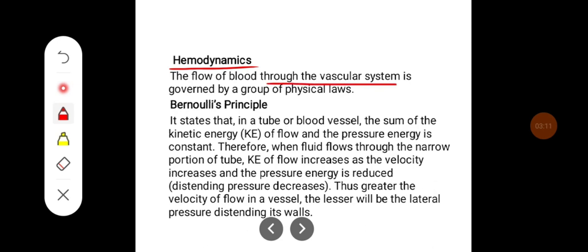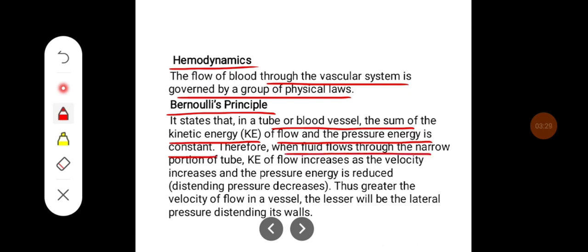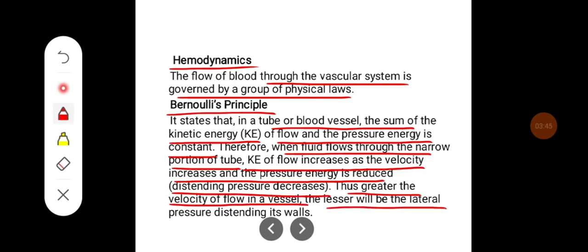Flow of blood through the vascular system is governed by a group of physical laws. Bernoulli's principle states that in a tube or blood vessel, the sum of the kinetic energy of flow and the pressure energy is constant. Therefore, when fluid flows through the narrow portion of the tube, kinetic energy of flow increases as the velocity increases, and the pressure energy is reduced. That is, the standing pressure decreases. Thus, the greater the velocity of flow in a vessel, the lesser will be the lateral pressure distending its wall.